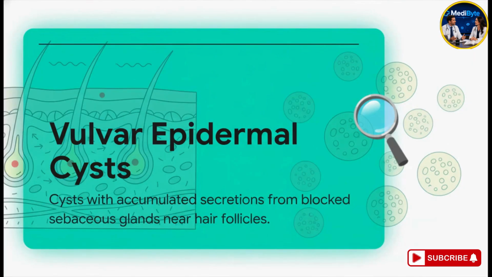On the flip side, we have vulvar epidermal cysts. These are much more like what you typically think of as a standard skin cyst. They happen when the ducts to your sebaceous glands, those are the little guys that produce oil right near your hair follicles, become blocked. So all those oily secretions just accumulate right under the skin's surface. To sum that up, inclusion cysts are trapped surface tissue, while epidermal cysts are blocked oil glands.